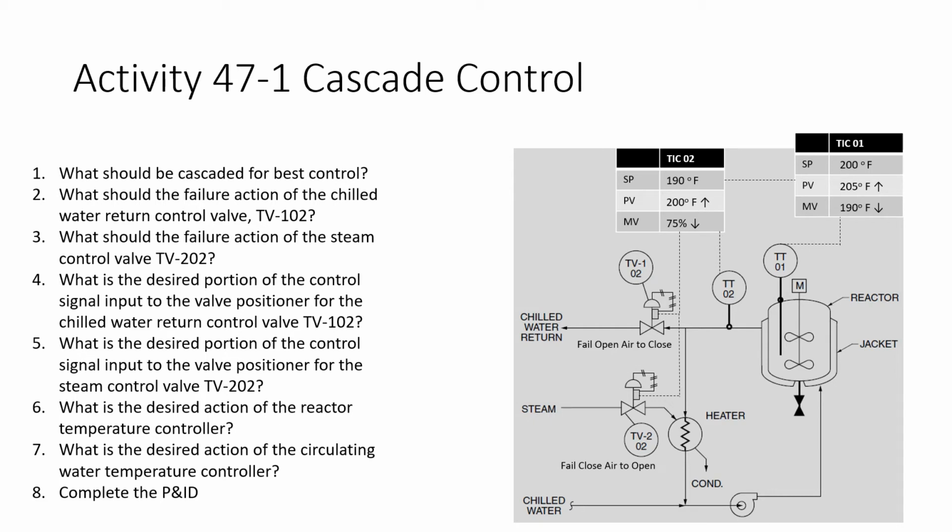So as the control signal here goes down, less air goes in to open this valve, providing less heat. Less air goes in to close this valve, providing more cooling. So this is a reverse acting controller, and that reverse action actually has the same effect based on these two valves. And then number 8 says complete the PNID.